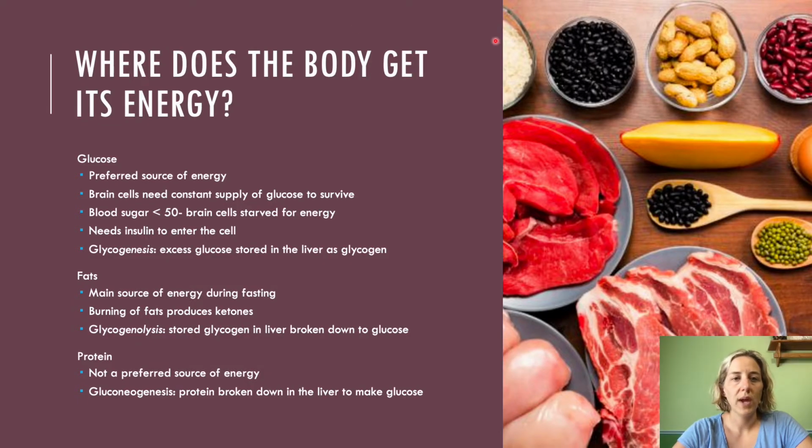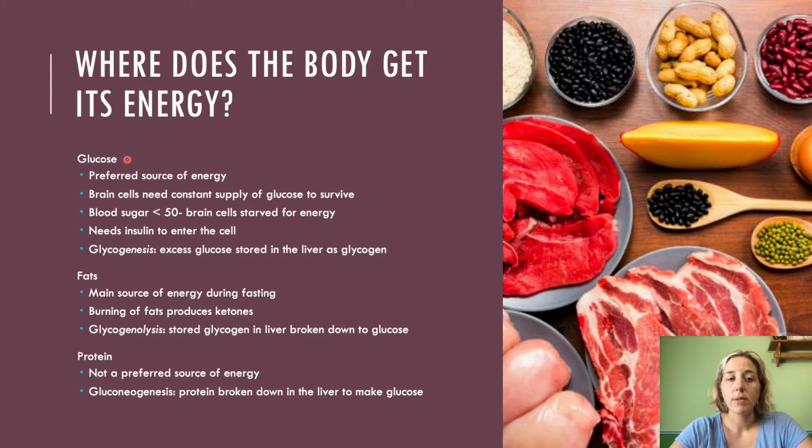So first, where does the body get its energy? Glucose. So glucose is the preferred source of energy for the body. Regardless, the body will take glucose and use it for energy pretty much immediately when we need to have some of that energy. In order for our brain cells to survive, they need a constant supply of glucose.